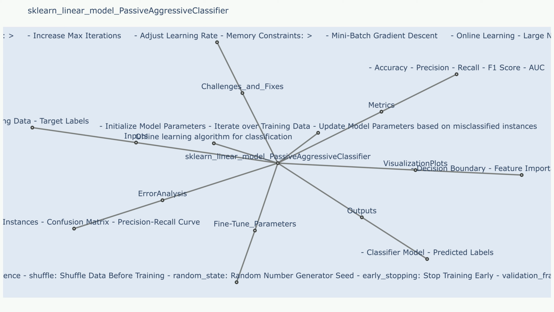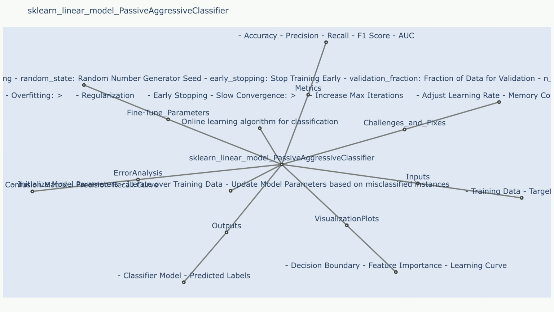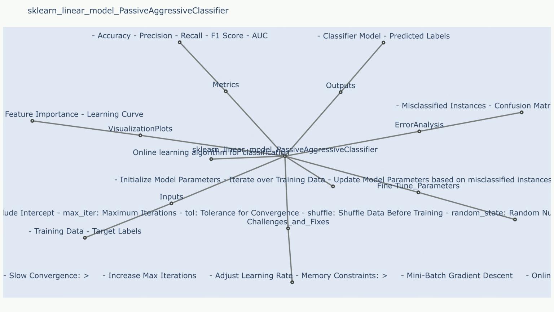Inputs: X. The input features. Typically a 2D array where each row represents a data point and each column represents a feature. Y. The target labels. A 1D array corresponding to the classes of each data point in X. Outputs: the fitted classifier object, capable of making predictions on new data. The trained model's weight vector, representing the importance of each feature in the decision boundary.